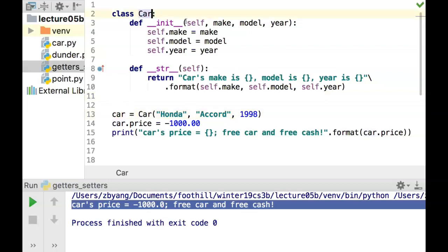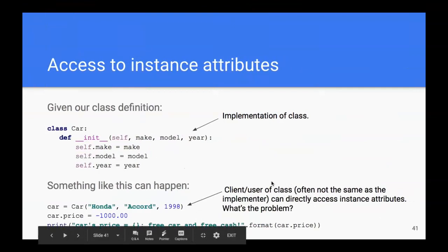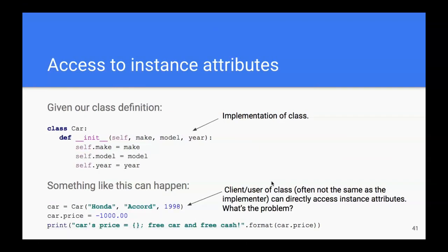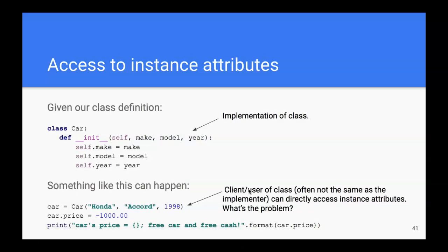There's the designer and the implementer of a class, and then there's the client or the user of the car class. So there are two types of programmers involved in code like this. And what happened here is that the client or user is directly accessing the instance attributes. What's the problem, other than what we've already covered before?